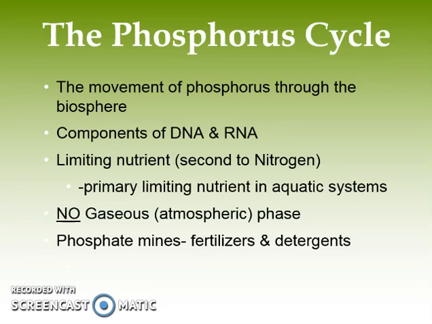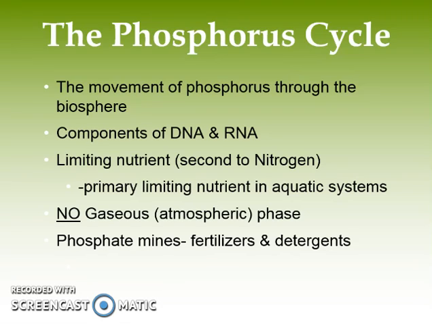The phosphorus cycle, you do not need to know the cycle, but you need to know a few things about it. First, we need phosphorus for our DNA and RNA. It is a limiting factor. It's second to nitrogen in terrestrial ecosystems. It's the number 1 limiting factor in aquatic ecosystems. So it's a very big thing.